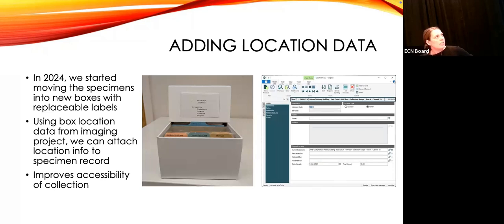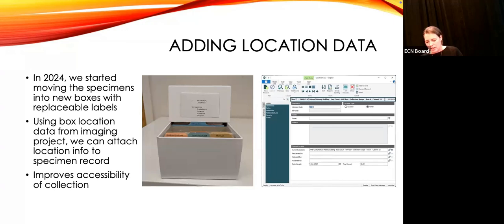An additional thing that has come out of this project was the adding of location data. So this is separate from obviously the locality data that's found on our collecting cards. I'm talking about the location data of where the insects live in the collection. So in 2024, we started moving the specimens into these new boxes.